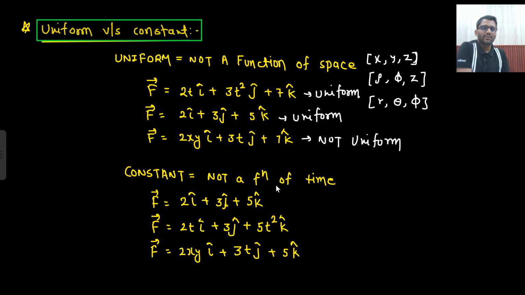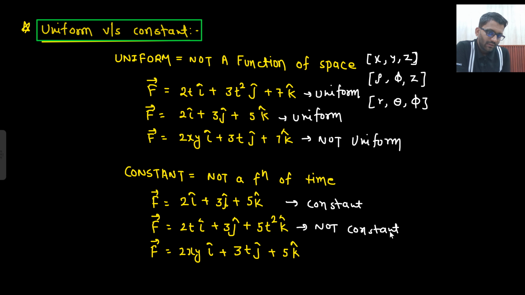Okay. What about these? Constant. What do you mean by constant? Constant means it should not be a function of time. So this is the first one. Certainly it is constant. Second, it is a function of time, so not constant. And what about the third? This is also not constant, because this j cap is a function of time. In the y direction, whatever magnitude you are having is a function of time. So this is also not constant.